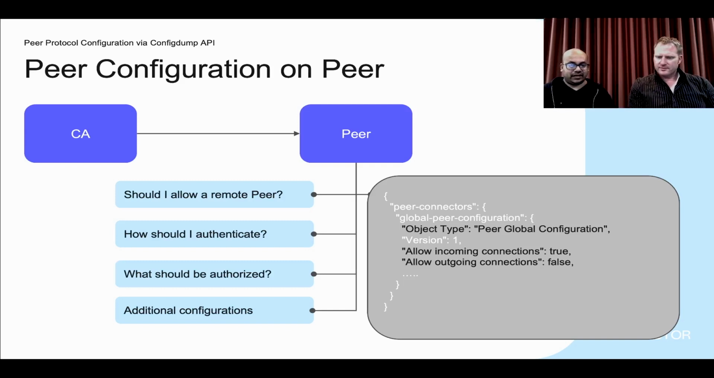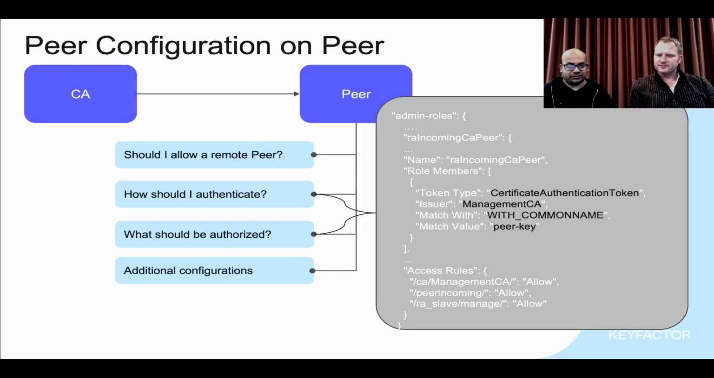Please note that the allow incoming connections is set to true. It is by default false, and this is how we are allowing a CA to reach out to our peers. That's a good point. So on the CA, you set allow incoming to false, and on your peer, the remote end, you want to set that to true.